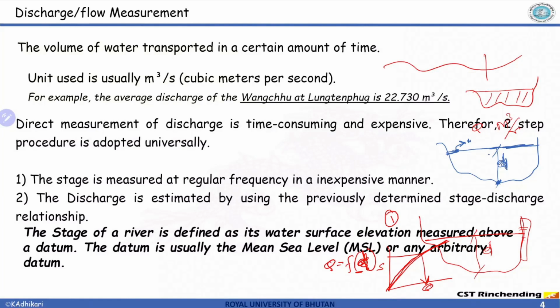Depth is measured from the bathymetry or the deepest portion of the river, whereas stage is usually measured above the mean sea level.